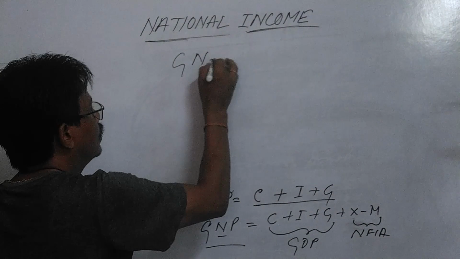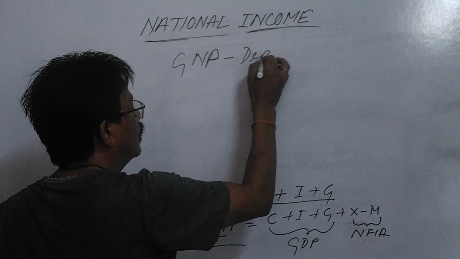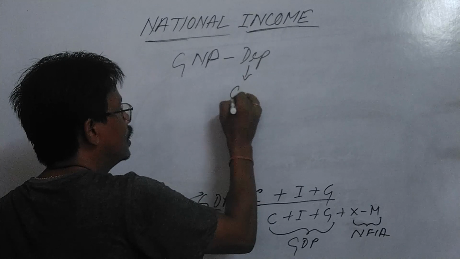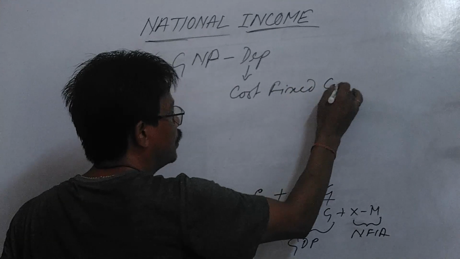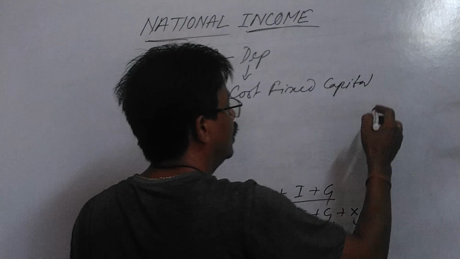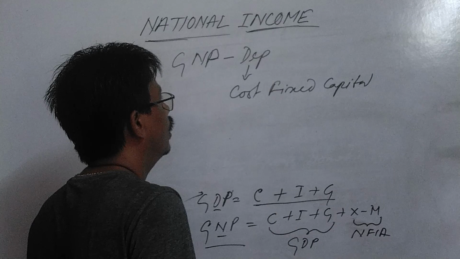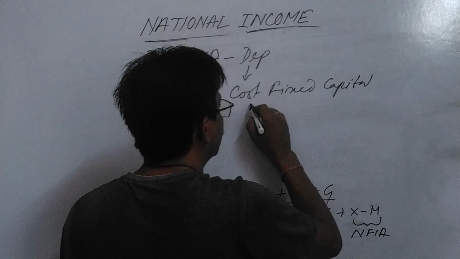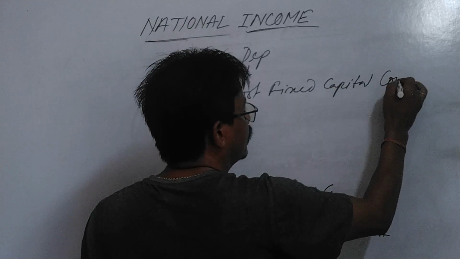from GNP, we have to deduct depreciation. Depreciation means it is a cost of fixed capital consumption. During the process of production, there may be accidental cases or maintenance costs or repairs related to the capital which is used. So it is called the cost of fixed capital consumption.